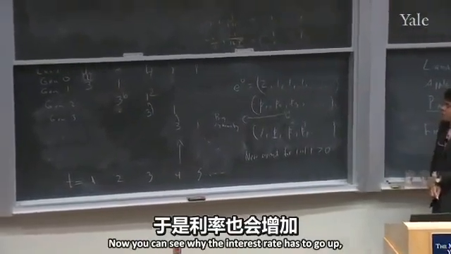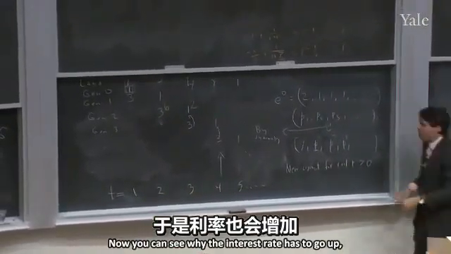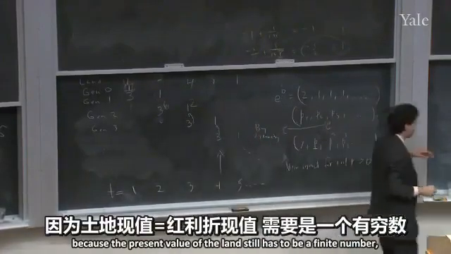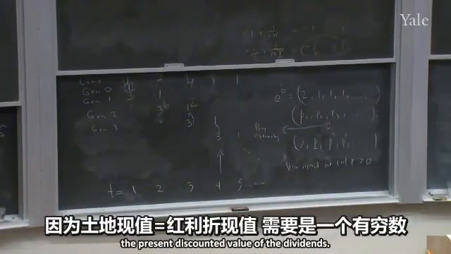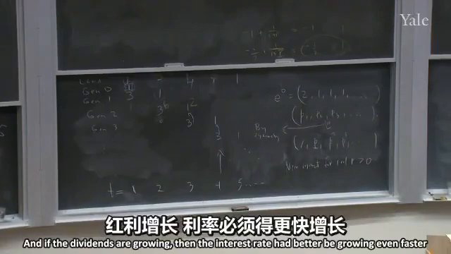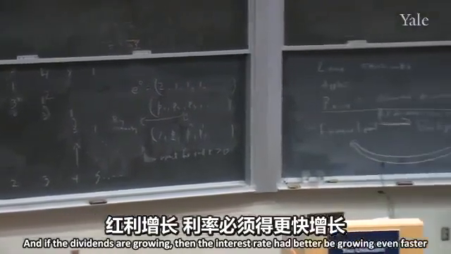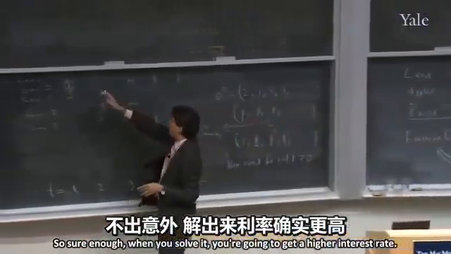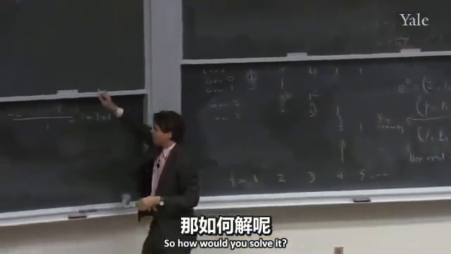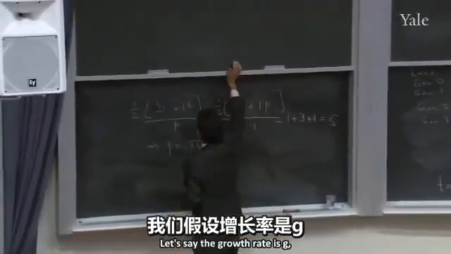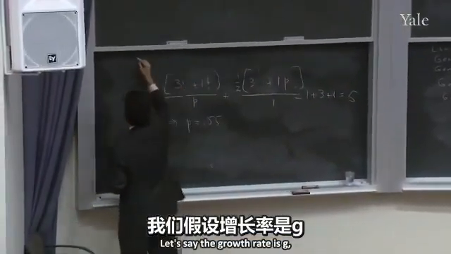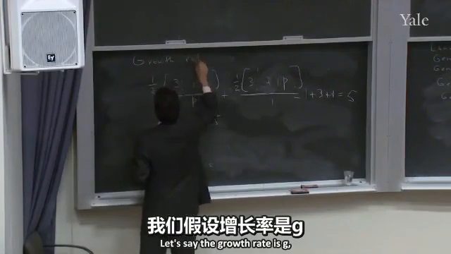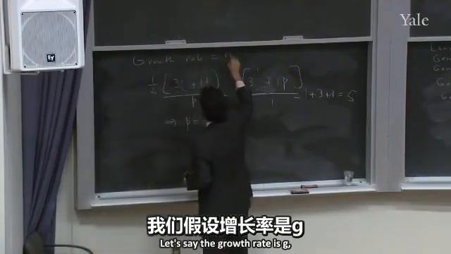And so now you can see why the interest rate has to go up, because the present value of the land still has to be a finite number, the present discounted value of the dividends. And if the dividends are growing, then the interest rate had better be growing even faster if you're going to make that a finite number. So sure enough, when you solve it, you're going to get a higher interest rate. Okay, and so how would you solve it? Let's say the growth rate equals 1 plus g.